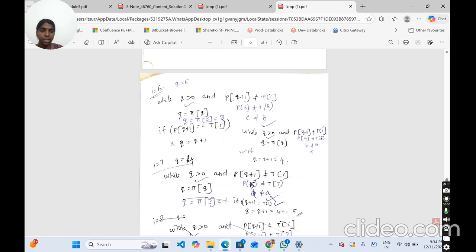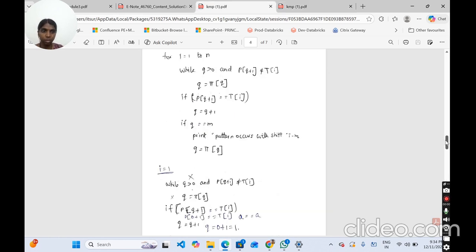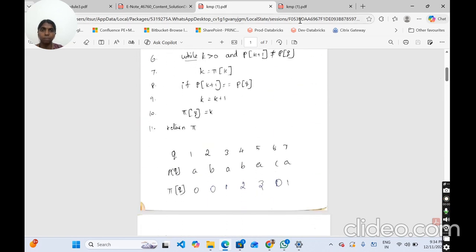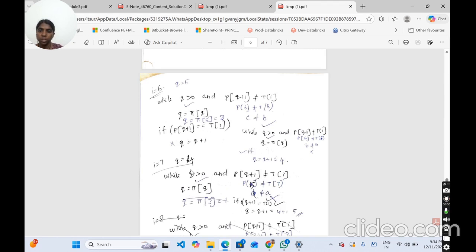The q value is 5, right? Pi of 5. If we see our first pi values, we have calculated here. So pi of 5 is 3, so we are updating q as 3. And then since it is a while condition, once done we need to try again. Q is greater than 0, which is satisfied. Q plus 1, now q is 3, so 3 plus 1 is 4. P of 4, our pattern at 4, whether it is satisfying with the text at 6.